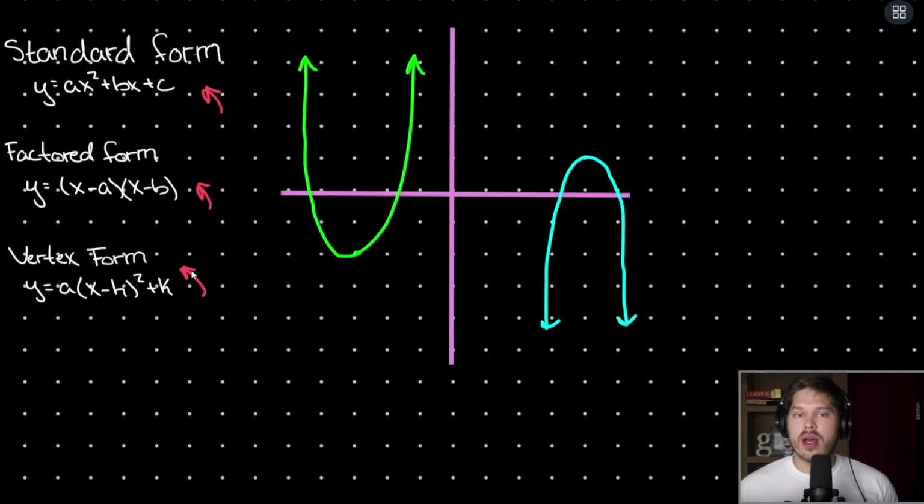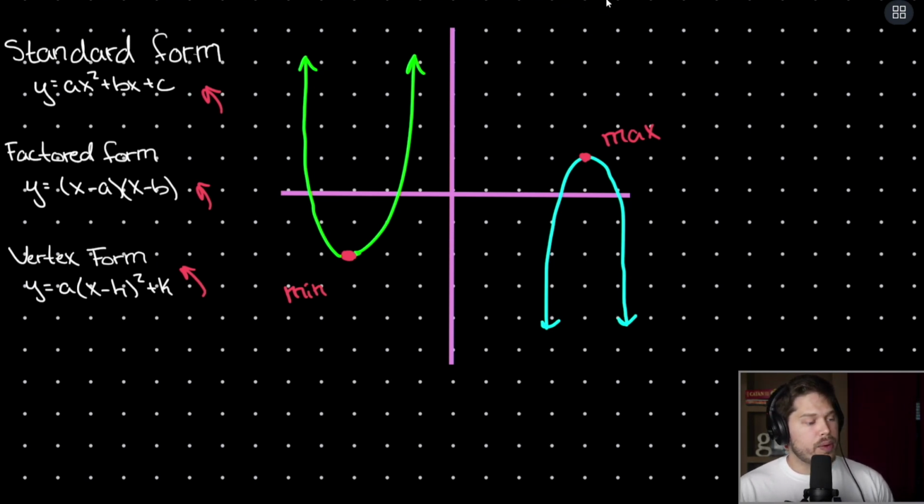First, let's talk about what a vertex is. Graphically speaking, your vertex is either your local minimum or your local maximum. It will be your minimum if your parabola is shooting upwards to infinity, and it will be your local maximum if your parabola is negative and going down to negative infinity.